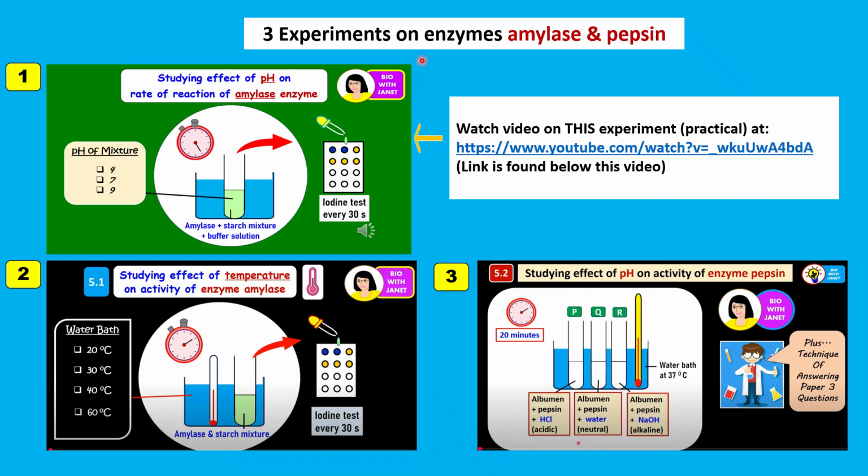Now, there are three experiments in this channel on the enzymes amylase and pepsin. The one that we have discussed is studying the effect of temperature on the activity of amylase enzyme. Another one was studying the effect of pH on the activity of pepsin enzyme. So this one is studying the effect of pH on the rate of reaction of amylase enzyme. Okay, pH on amylase enzyme.